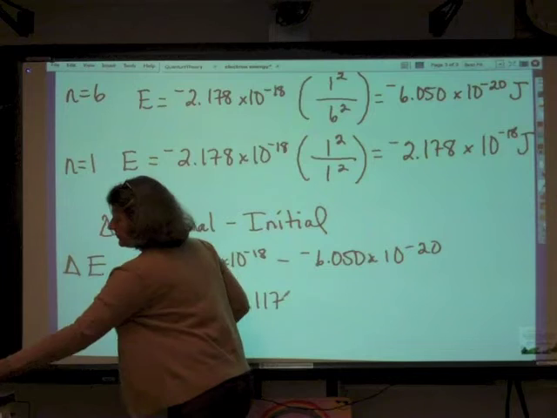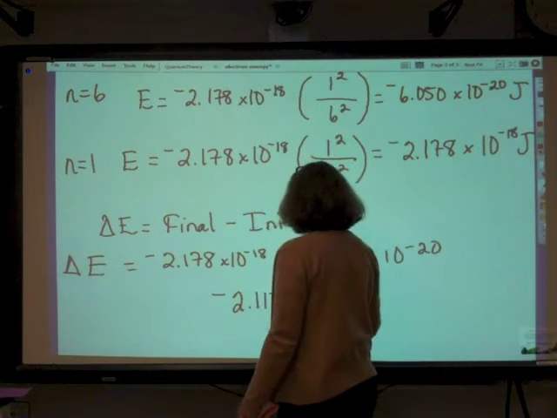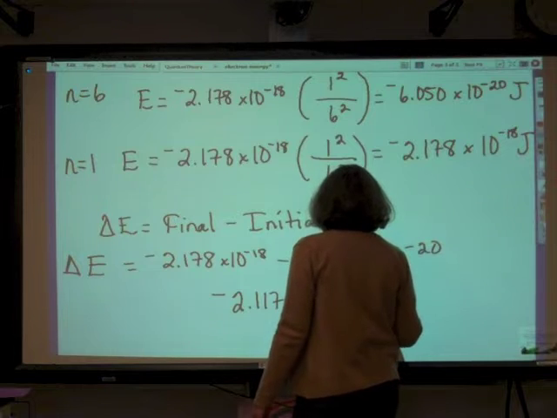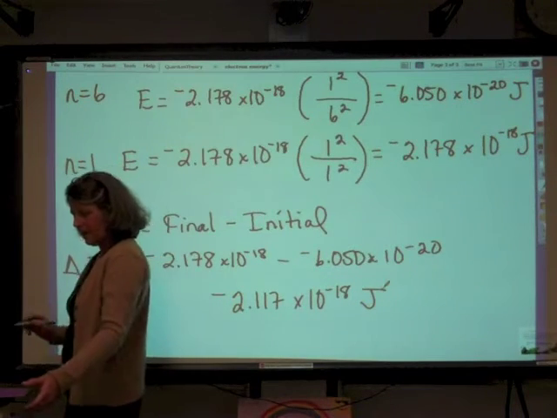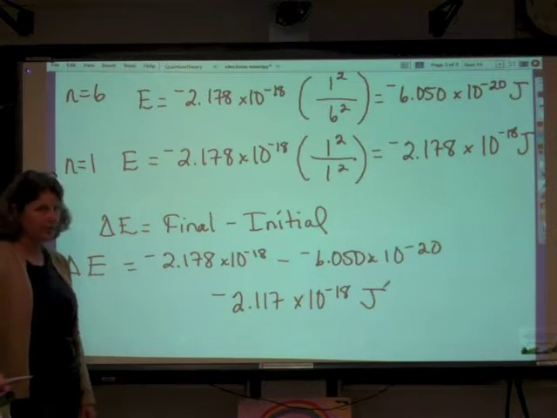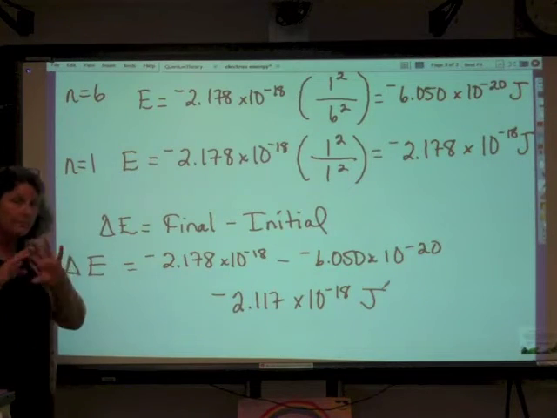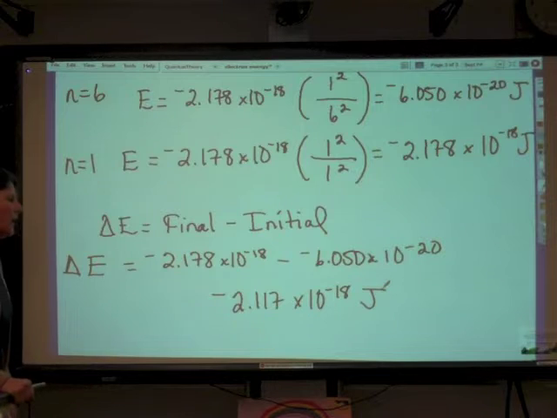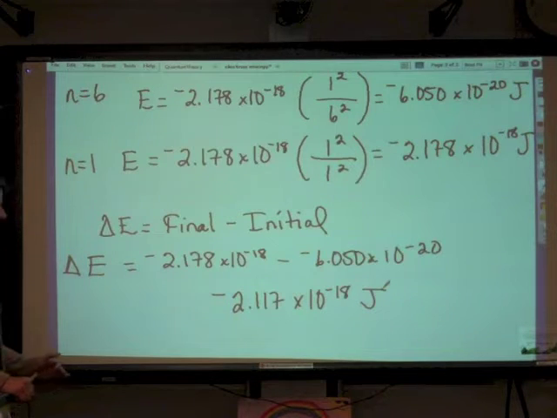2.117 times 10 to the minus 18th joules. All right, so it's a negative value. That means it's exothermic. So energy will be emitted, which shouldn't surprise anybody. And of course, with that energy being emitted, we have a more stable electron. So this is the amount of energy associated with that electron going from level 6 to level 1. It is exothermic. It is emitting the energy.